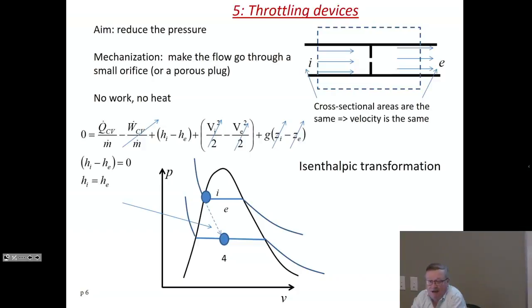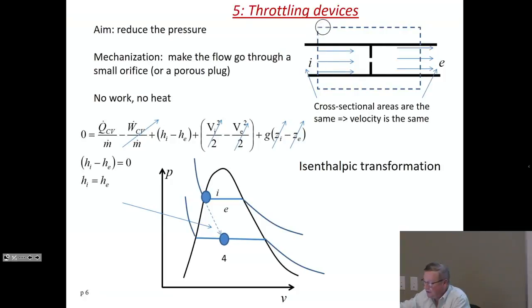All right. Another class of devices is throttling devices. So throttling devices aim at reducing the pressure. Now, the mechanization can be quite complicated, but we have to define our thing as this. We have a tube in which we have a narrow orifice in some way or some other. And I'll explain in a minute how we get this narrow orifice.